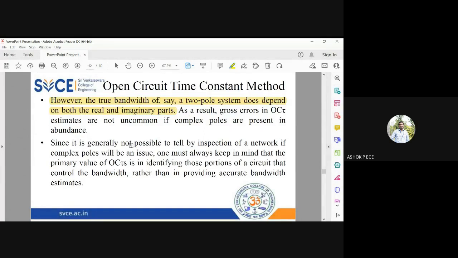Generally, we cannot say by seeing a network whether the complex poles are going to be an issue in estimating the bandwidth. But I again say we have to identify what components are present in the circuit first, list them out, and then only you can clearly say what is going to be the estimate of my bandwidth. So without seeing the network, it is going to be very, very difficult to estimate bandwidth, because you never know what is inside the network.